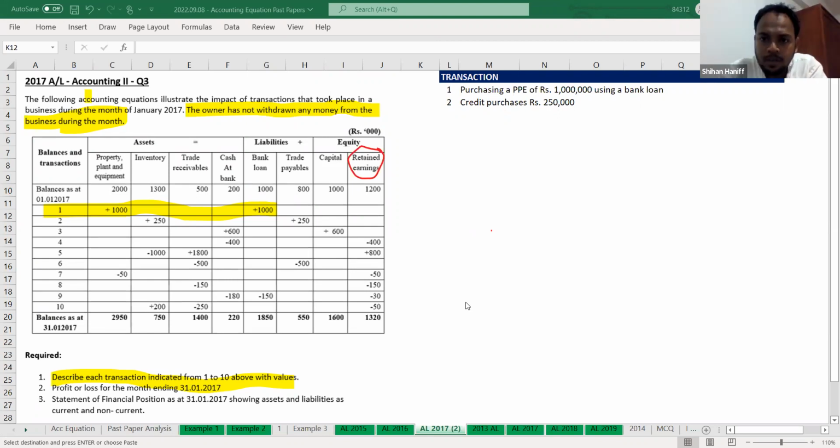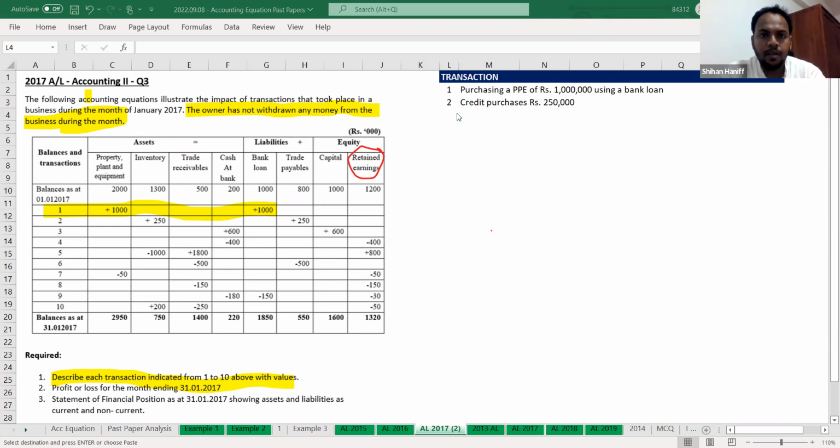There is another question. What's the difference between retained earnings and capital? What are the items you will record in both? In capital, we record additional capital and drawings. In the retained earnings, we record income, expenses, profits and losses. That's the difference.